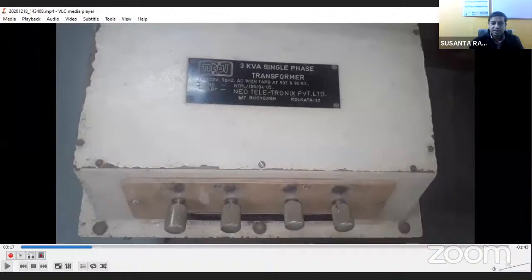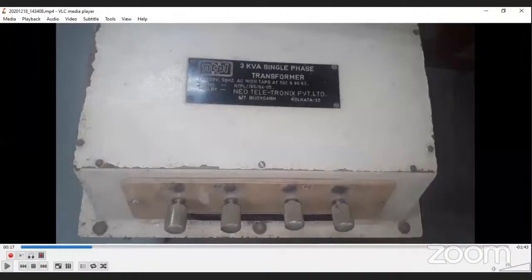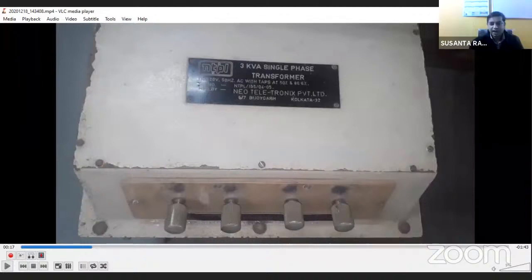So from this particular transformer, the side from which you can read the nameplate in the proper way, from this side you will have the low voltage side.